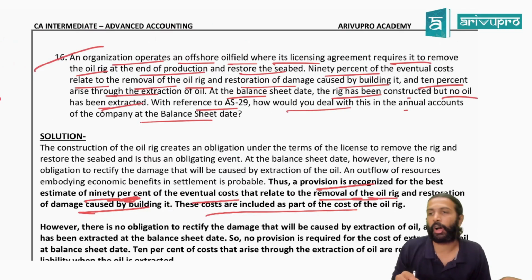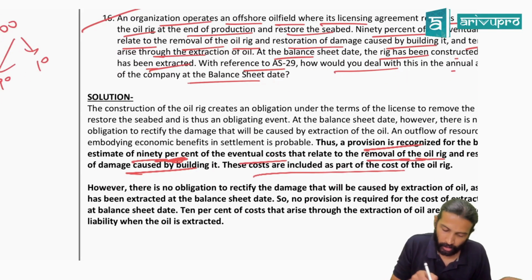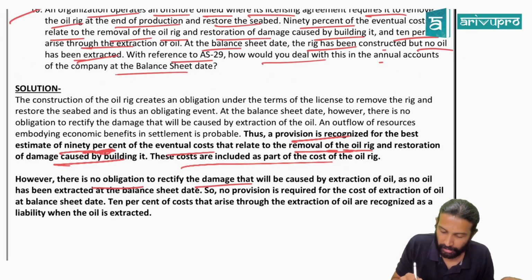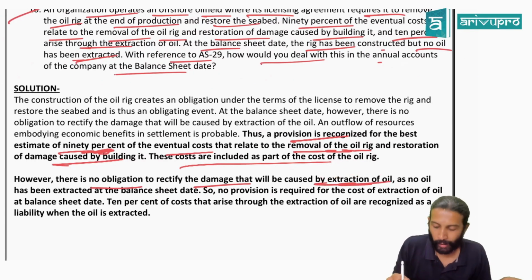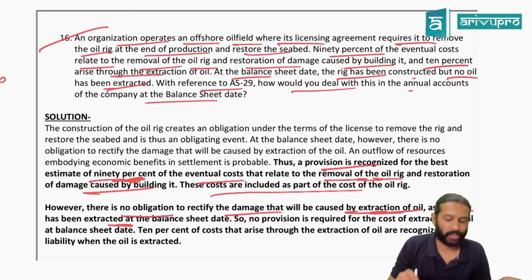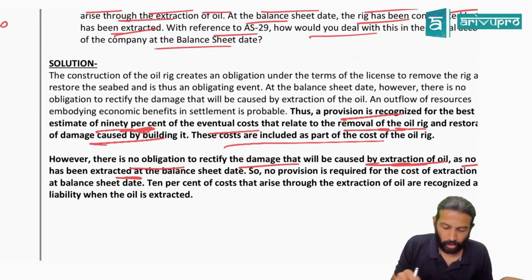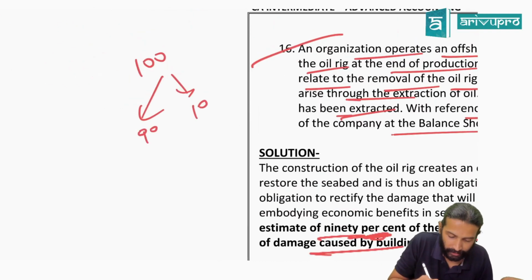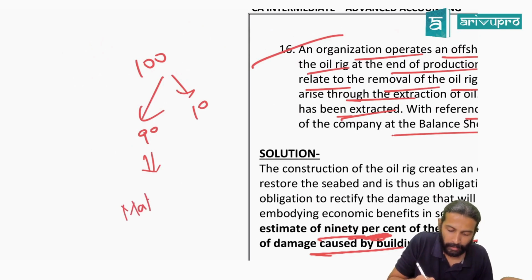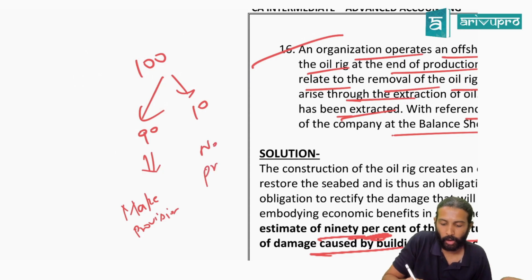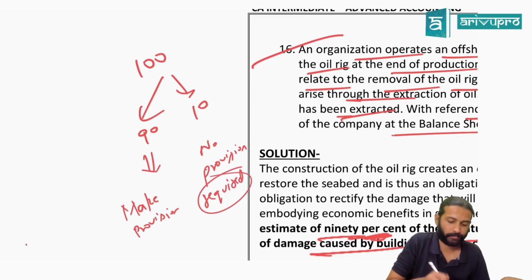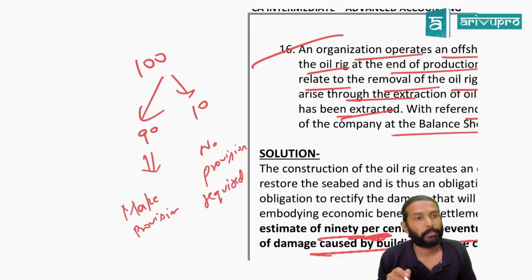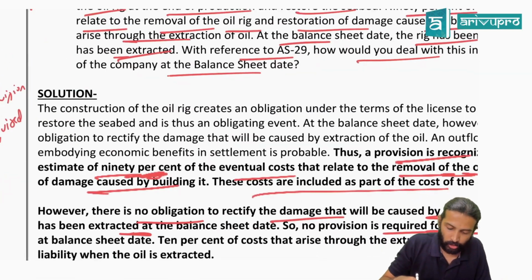How about the 10% costs? Should I make a provision for that? However, there is no obligation to rectify the damage that will be caused by extraction of oil. Why? As no oil has been extracted. Hence, no provision is required for the extraction of oil. Basically, for this 90%, make provision. For this 10%, no provision is required. That is all the funda of this. Manageable. Okay.